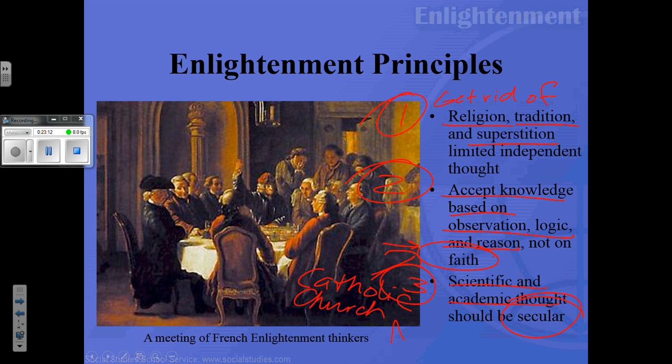So non-religious, right? Non-religious. Now, they're not saying you can't be a part of a church. That's not what they're saying. But they're saying you need to separate those things from what you truly are believing and figure it out. Okay? All right. So those are our main principles. I'll give you a moment to write that down if you needed to.